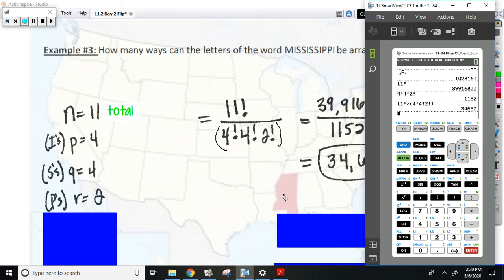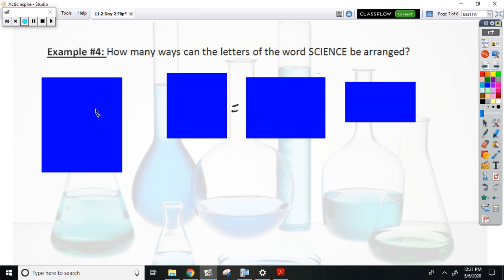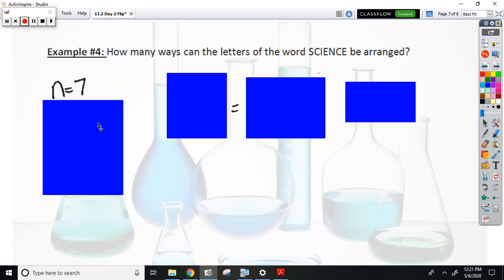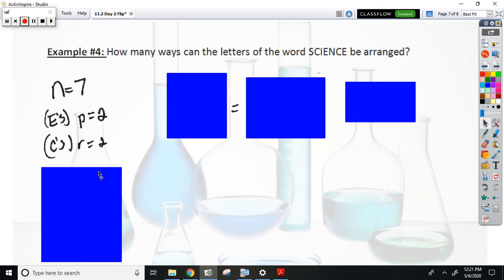The next one, how many different ways can the letters in the word science be arranged? So let's first get our total. 1, 2, 3, 4, 5, 6, 7. It's our total number of letters. And then looking for repeats. The S's do not repeat. The C's do. We have 2 C's. And we have 2 E's.